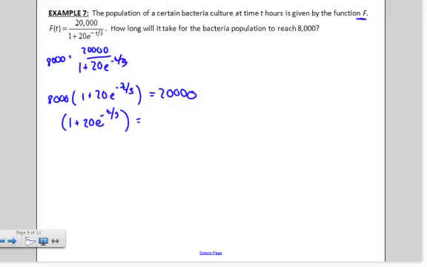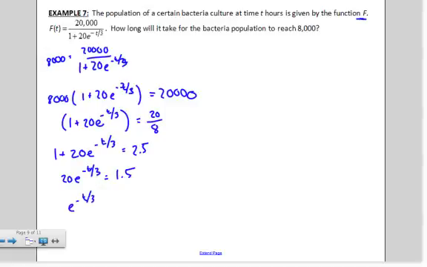20,000 over 8,000 becomes 20 over 8. That's a nicer number. So what we have is 1 plus 20 e to the negative t over 3 is equal to 2.5. Now it's really easy to do that subtraction. So now divide by 20. e to the negative t over 3 equals 1.5 over 20.